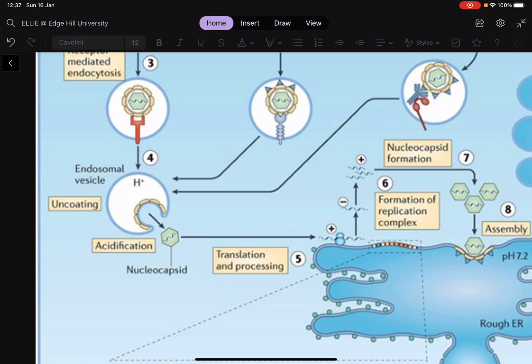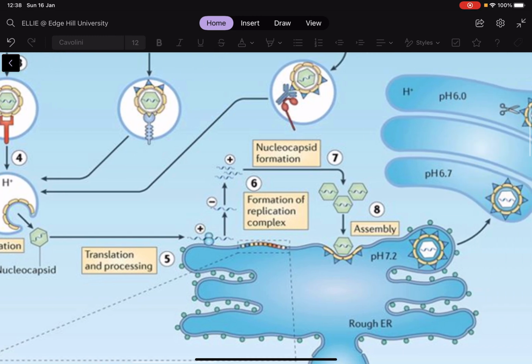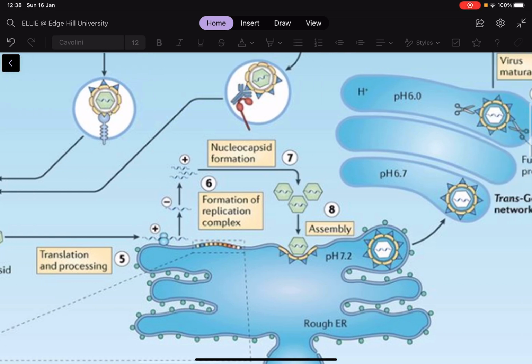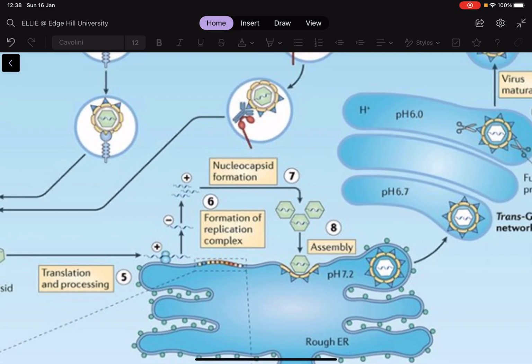Here it's nicely contained in an endosomal vesicle, but at this point the nucleic acid with the RNA inside then moves to the rough endoplasmic reticulum. It goes through processing and translation. In step 6, the dengue virus RNA, the genetic information of the virus, is replicated.